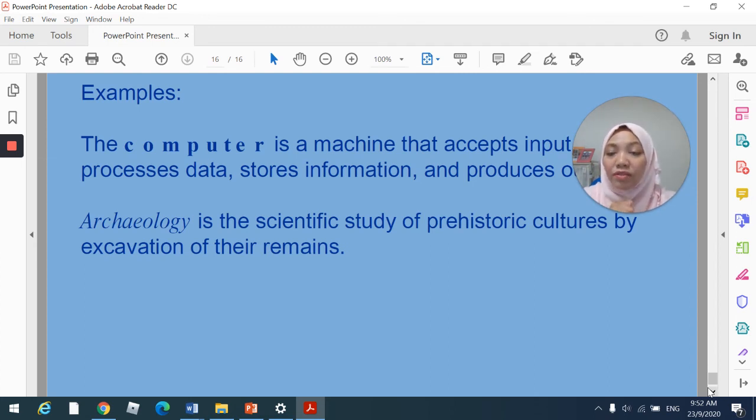So I think that will be all for the last subtopic for reading comprehension, which is contextual clues to understand reading text, right?